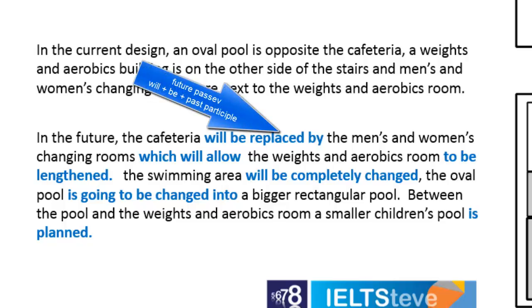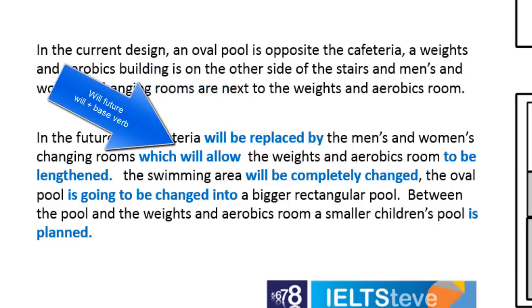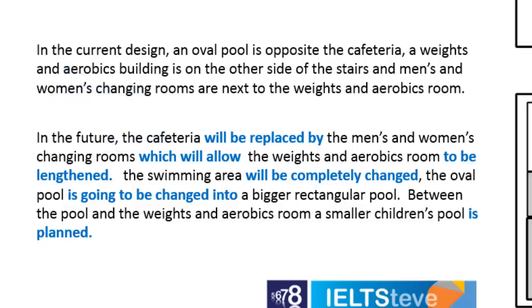But then the next sentence is just using will future, which will allow. Okay, so that's a good example of variety there. So the candidate's using a variety of future grammar to get a higher tense. And then this sentence is actually very complicated because it continues at the last part there, which will allow the weights in aerobics room to be lengthened. Right, there is an example of a very high level verb phrase.